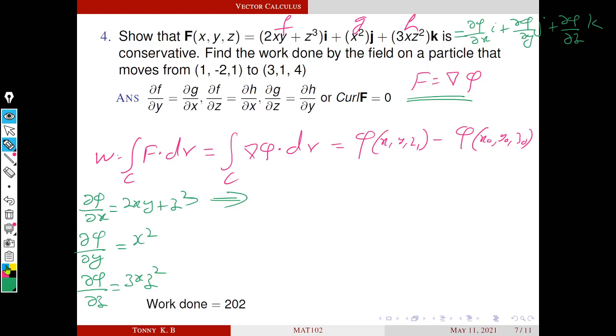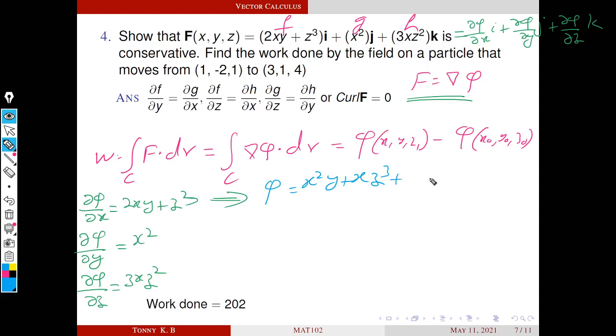Then first we have to integrate this expression with respect to x. Then what happened? The left hand side becomes phi, that is equal to, you integrate this with respect to x, this becomes x square by 2. You can cancel these two, so x square y plus, what about z cube? Because z cube is a constant with respect to x, this becomes x z cube plus a constant of integration.